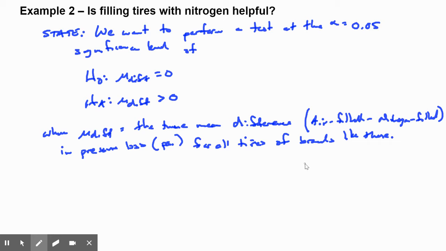All right, so that's what we're going to state. Now we're going to do the plan. First of all, this is a one sample t-test for mu diff. And we have to do our random condition.